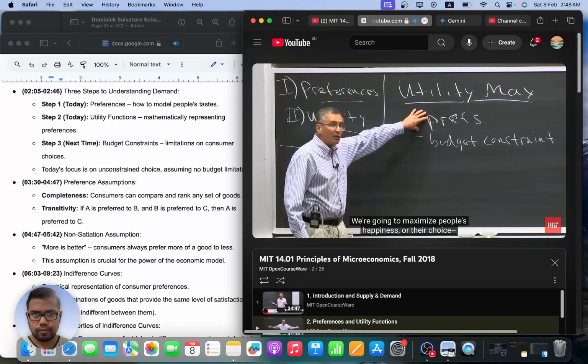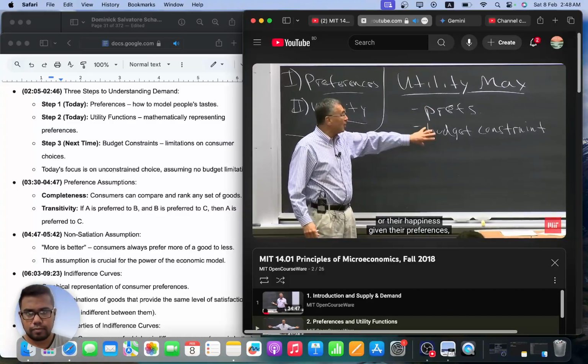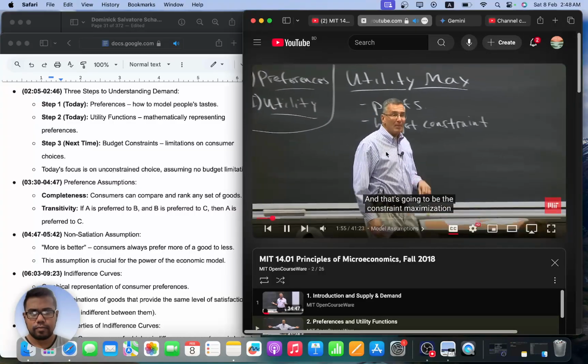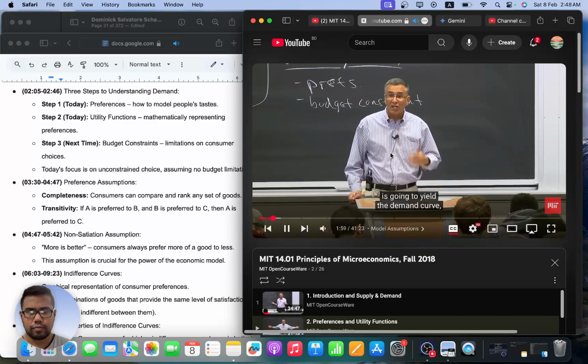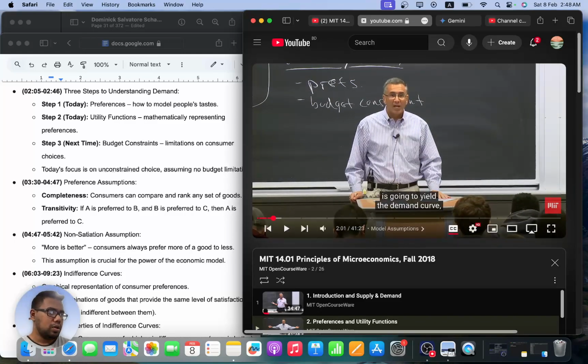We're going to put these two things together and maximize people's happiness, or their choice, given their preferences, subject to the budget constraint they face. That's going to be the constrained maximization exercise that, through the magic of economics, is going to yield a demand curve. So this is how a demand curve is yielded: we yield a demand curve as we maximize.